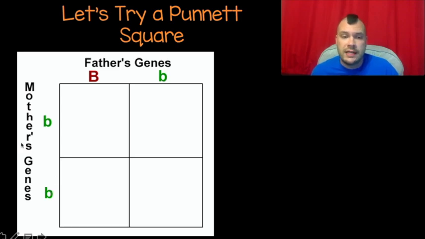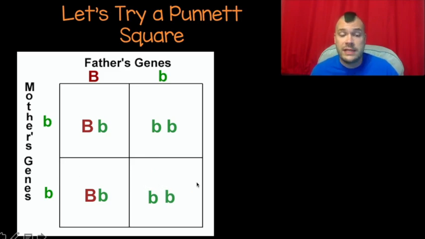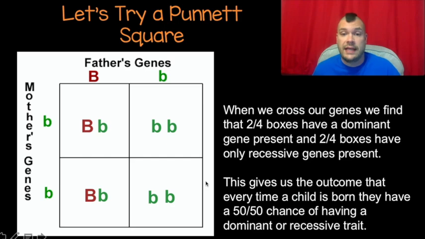So when we cross these, we bring the top B down, the little b over. Top B down, little b over. Top down, mother's over. Father's down, mother's over. Now what does that tell us? Just like last slide, when we cross these genes, we find that 2 out of 4, or 50% of the boxes, have the dominant capital B. 2 out of 4, or 50%, have both lowercase b, so the recessive genes.